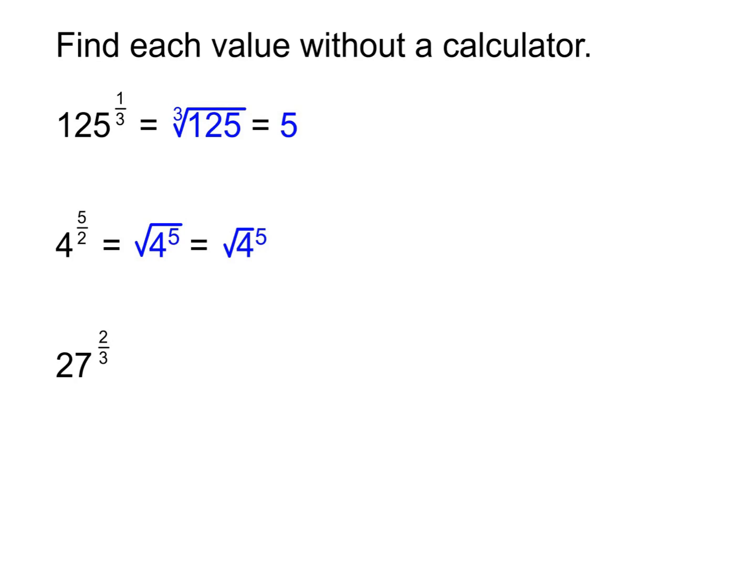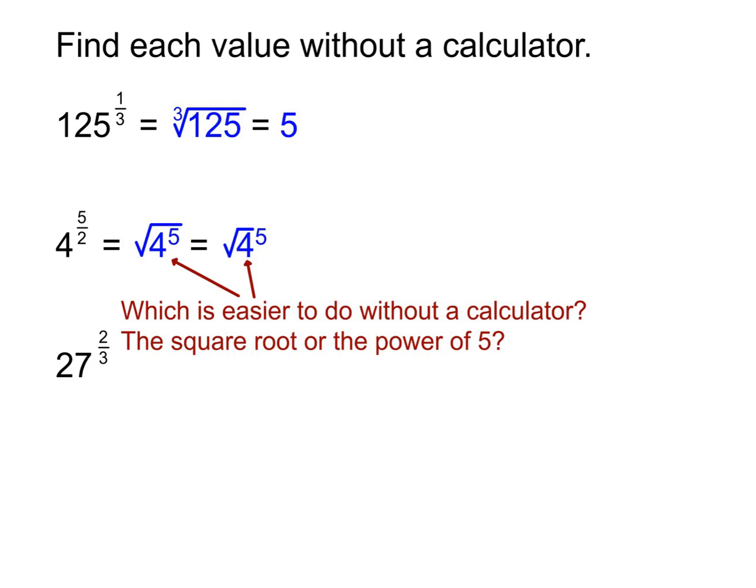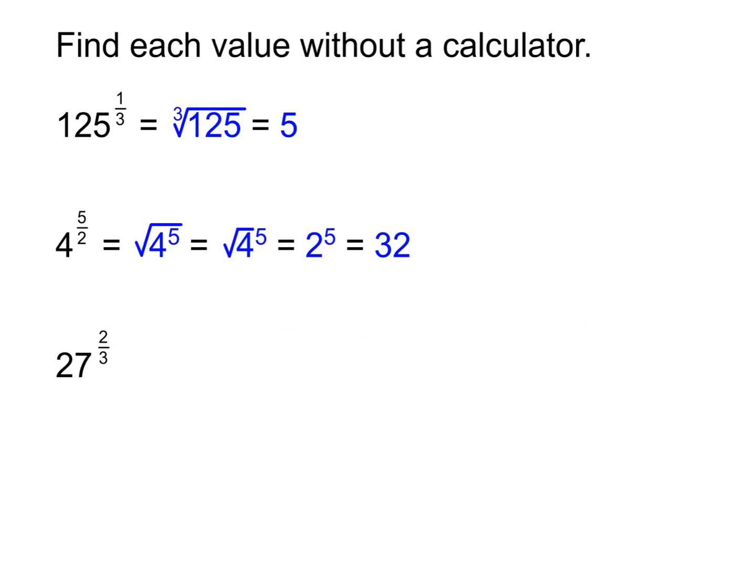It doesn't matter whether we take the square root first or whether we do the 5th power first. So if I'm going to try to do this without a calculator, the question is, which of those two forms is easier to do without a calculator? Well, do you know what 4 to the 5th is off the top of your head? Probably not. Do you know what the square root of 4 is off the top of your head? I hope so. Yeah, it's 2. So this is the easier form. So the square root of 4 is 2. And then I can do 2 to the 5th, which if you don't have it memorized yet, you will soon because it's on that list of notes. 2 to the 5th is 32.